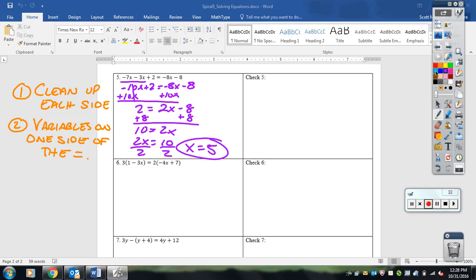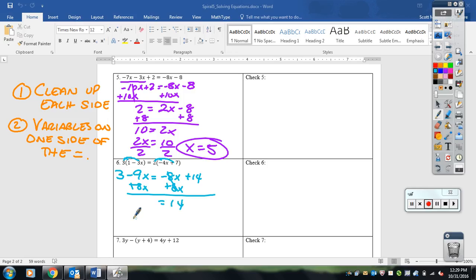Number 6, once again, is going to ask us to clean up each side. They both have the distributive property. So I can distribute, whoosh, whoosh. 3 times 1 is 3. 3 times a negative 3x is a negative 9x, equals, whoosh, whoosh, 2 times negative 4x is negative 8x. 2 times 7 is 14. Variables on both sides. Let me add 8x here and add 8x here. This will make it a little bit harder, but that's okay.